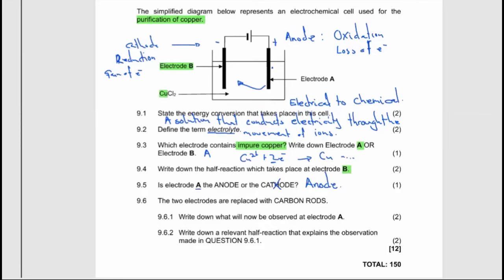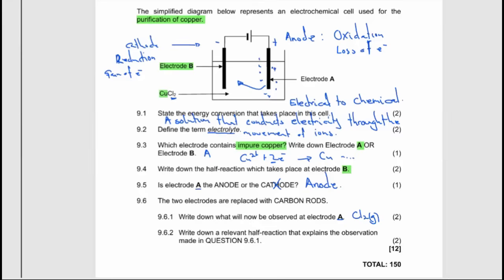After that, 9.6 says the 2 electrodes are replaced with carbon rods. Then 9.6.1: write down what will now be observed at electrode A. Here at electrode A we usually see gas bubbles forming around it. Since we have chlorine, this chlorine gas is going to form at electrode A.